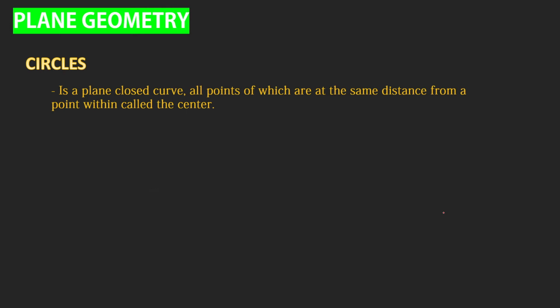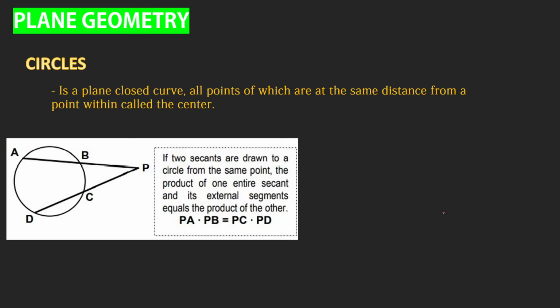Next. Ito rin yan, yung kanina. Ang pinagkaiba nung kanina is nakatangent siya. Ito, nakasecant siya parehas. So, ibig sabihin, PA times PB is equal to PC times PD.